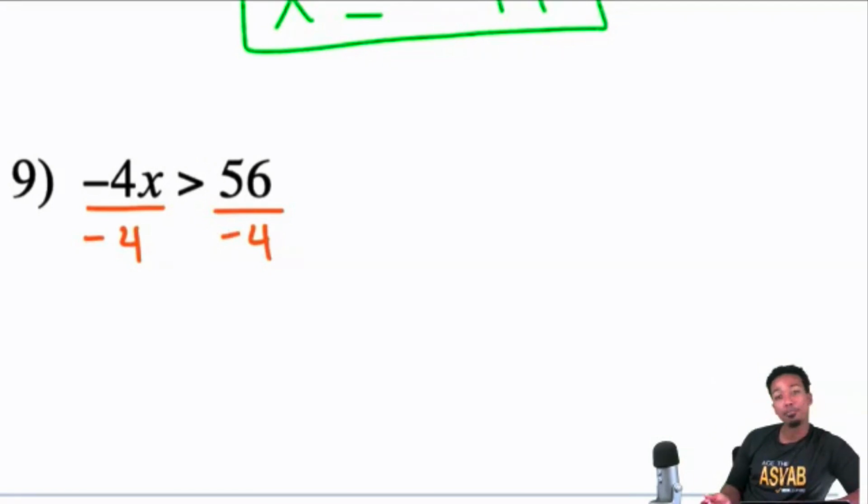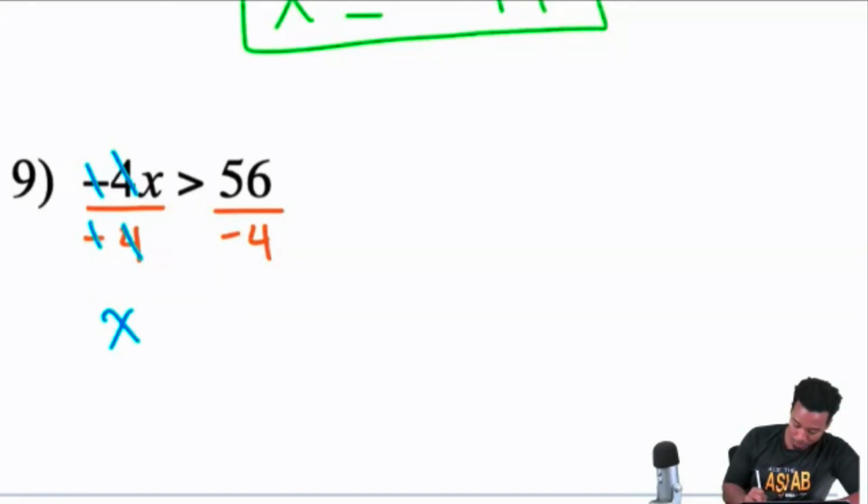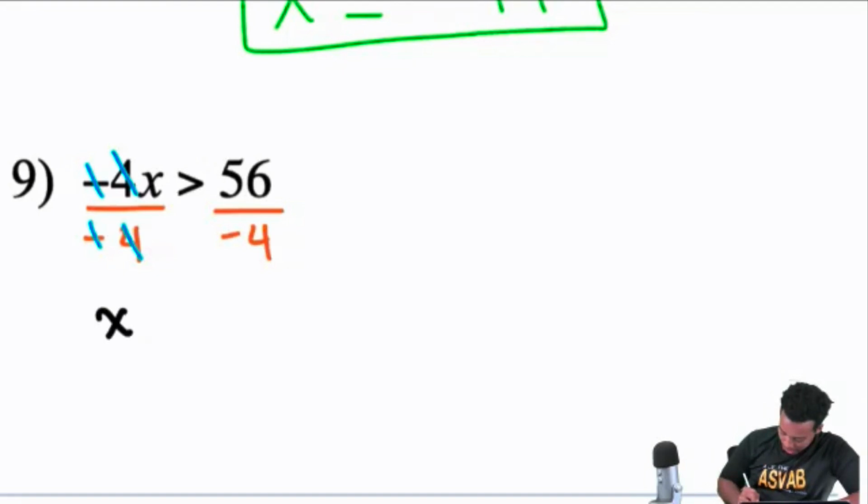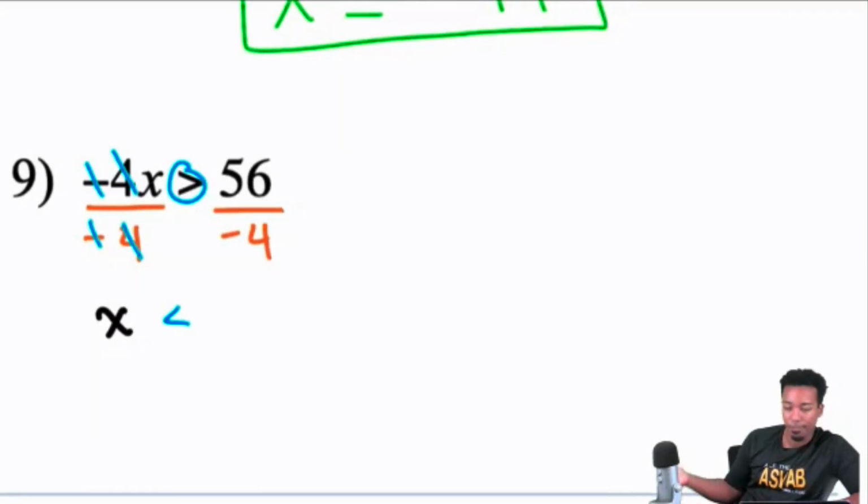So with that said, my party people, here in this one, the negatives are going to cancel. The 4s are going to cancel. And we're going to have x. What's going to happen with that symbol, everybody? Yeah, we got to flip it. So this symbol flips. And then 56 divided by a negative 4. Everybody, before we even do the math, a positive divided by a negative is a what?